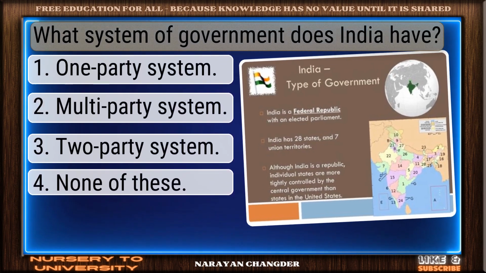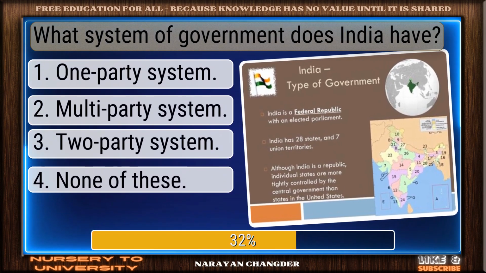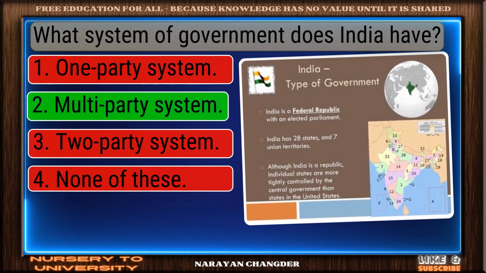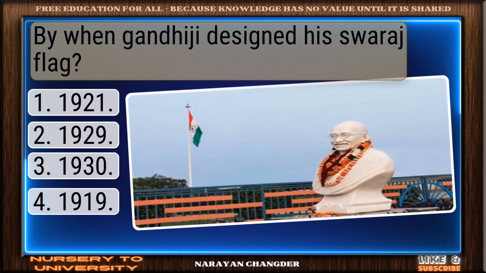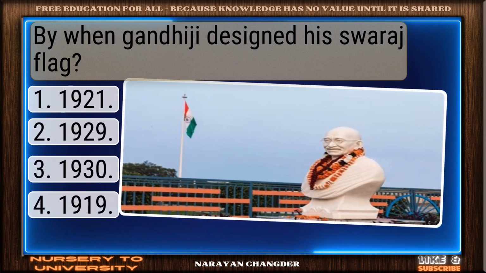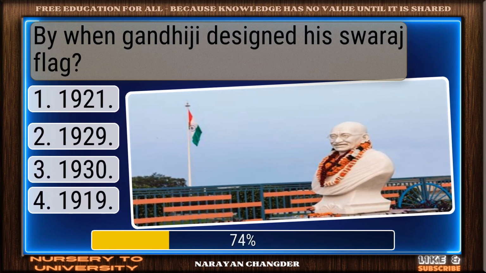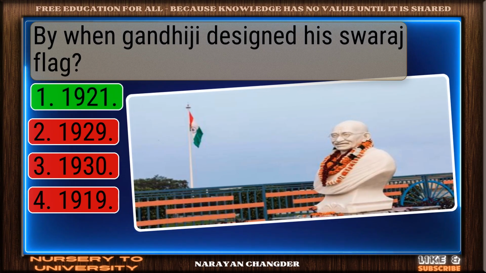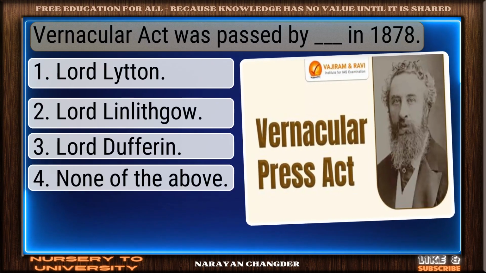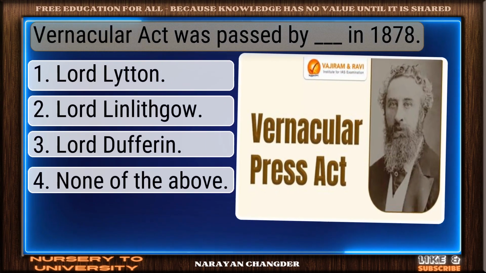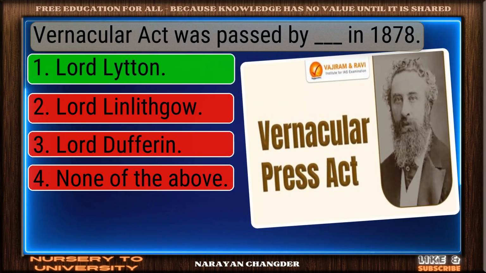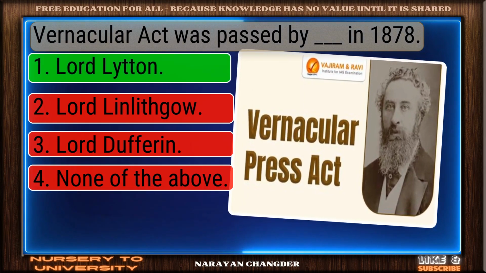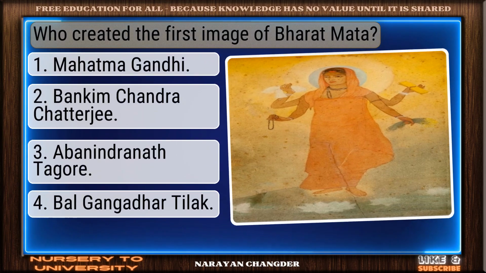What system of government does India have? Well picked. Multi-party system is correct. By when Gandhiji designed his Swaraj flag? Nice selection. 1921 is correct. Vernacular Act was passed by dash in 1878. Solid response. Lord Lytton is valid. Who created the first image of Bharat Mata?